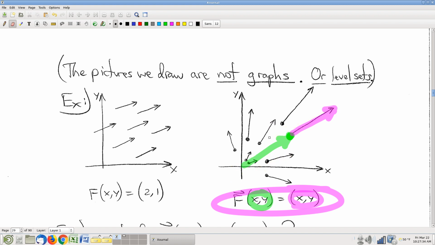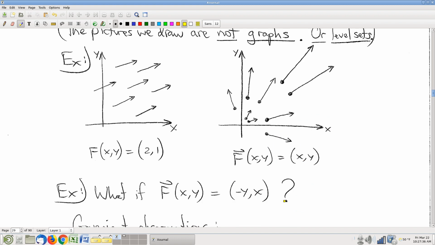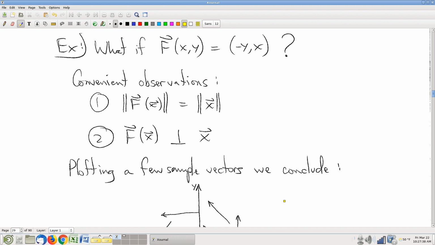Okay. Here's one more example. And by the way, some bad news. It's not always the case that you can look at a formula, however complicated, of a vector field and just draw a picture of it. It can be really hard. Right? So this is going to be a short list of convenient examples. So here's one. How would I understand this vector field? How would I draw a picture of this?